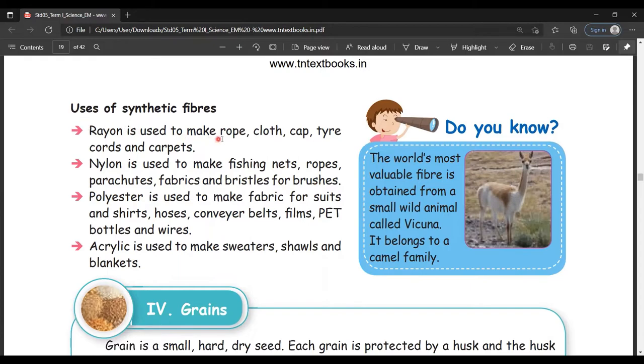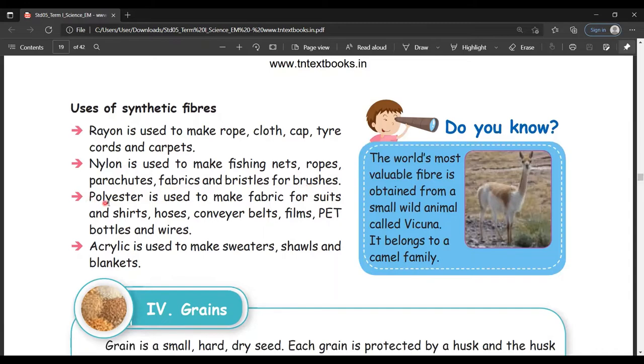Rayon is used to make rope, cloth, cap, tire cords and carpets. Okay children, whereas nylon is used to make fishing nets, meen valai, and ropes. It is also used to make ropes, parachutes, fabrics and bristles for brushes.